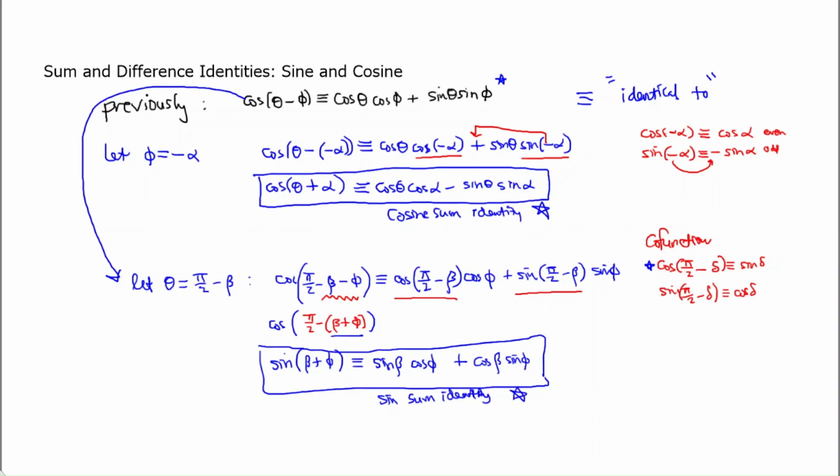Okay, all right, so we've got three here. There's the one we started with, the cosine difference identity. Okay, the cosine sum, and then the sine sum. What we really need now is the sine difference identity. So let's create some clean space here, and then we'll get back to it.